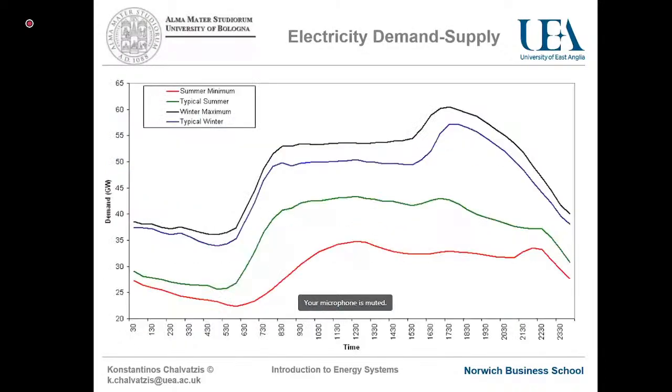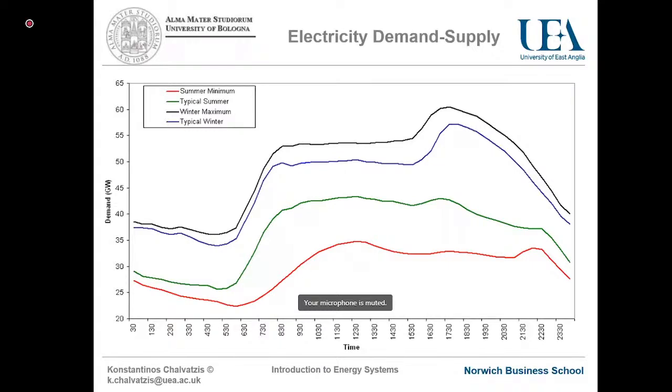So then with that in mind, I'm going to show you these graphs here. There's nothing very spectacular about these demand lines. They're typical demand lines for the UK. They're a bit old now, but the shapes are pretty much the same in various places of the world and in various countries. What I want you to see is the shape of the demand over a typical 24 hours period for certain parts of the year.